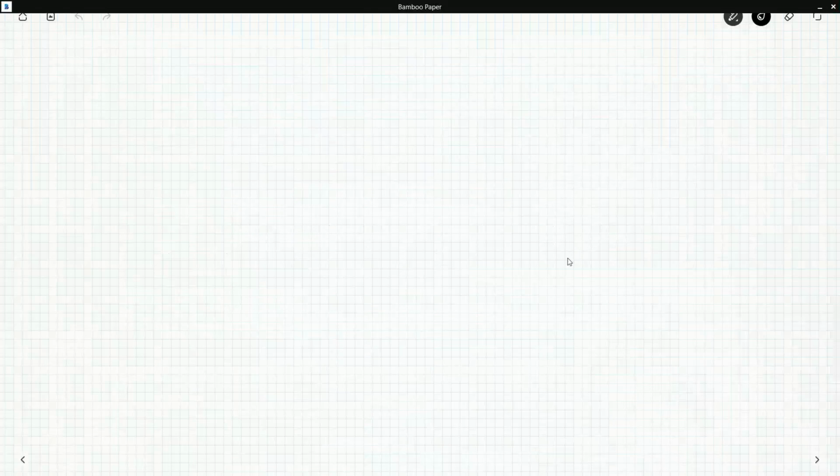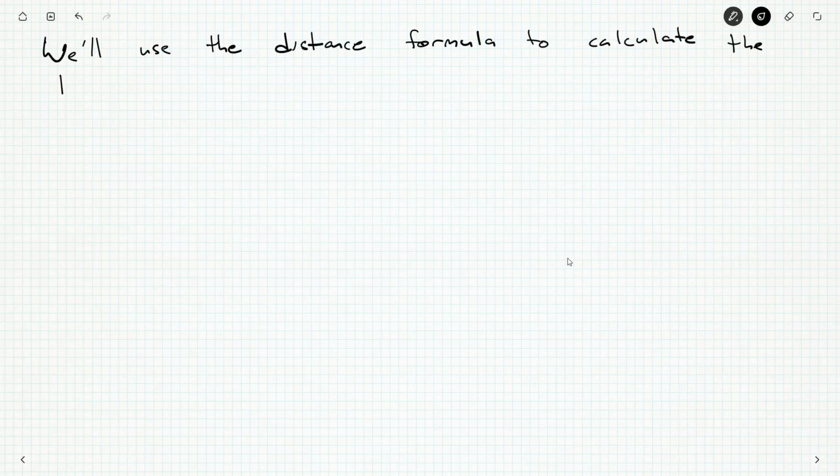So if you've never seen this before, we'll use the distance formula. We use the distance formula to calculate the lengths from P to A and from P to B, and then we'll compare them. I'm explaining what I'm doing.